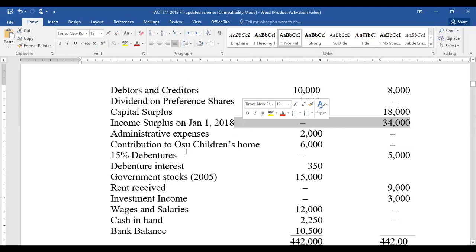Then you add this year's profit. So you add net profit after tax. Net profit after tax is 18,750. Sorry for the correction. Yeah. So add the two. How much are you getting?